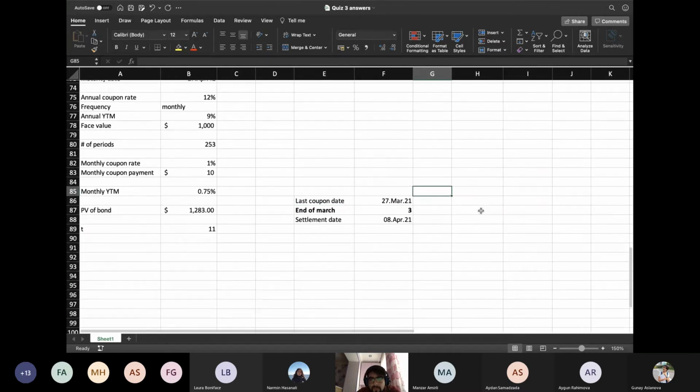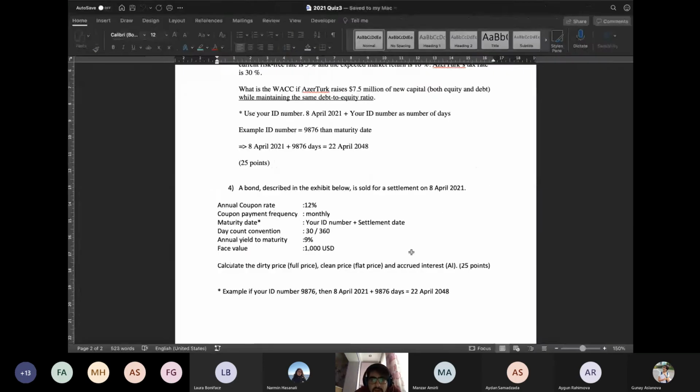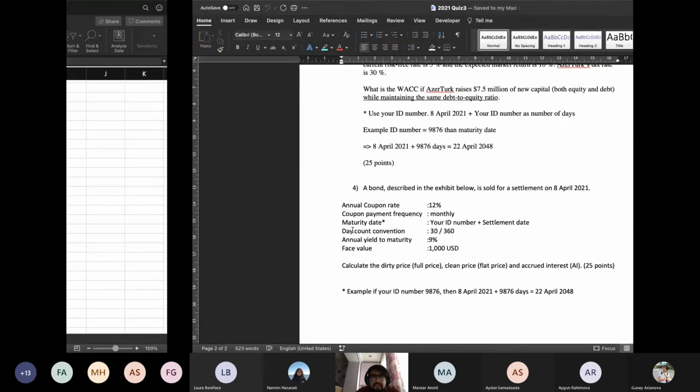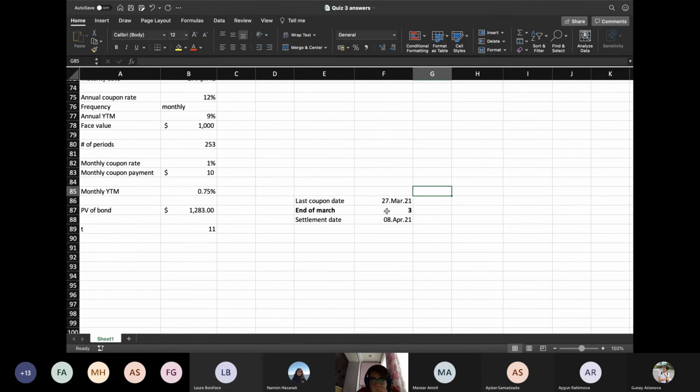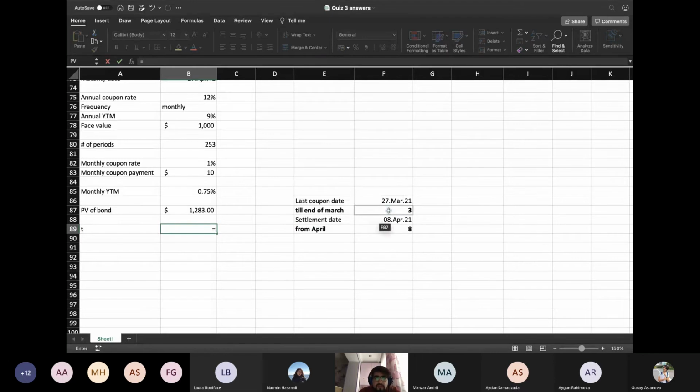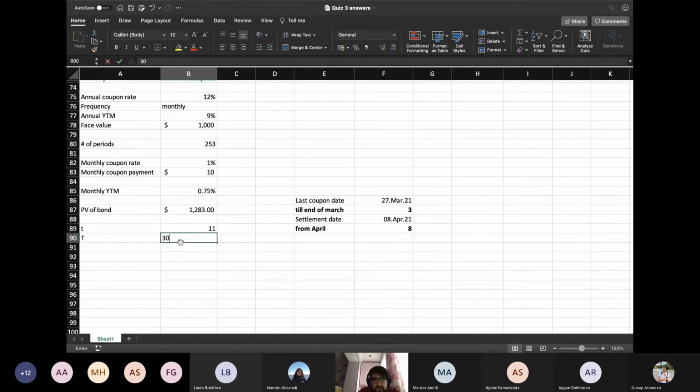With day count convention method of 30 over 360, we have 3 days till end of March. And from April we have 8 days, because settlement date is on 8 April. Therefore, number of periods, I mean small t, should be this one and this one. Big T is 30, because it is monthly coupon payment.